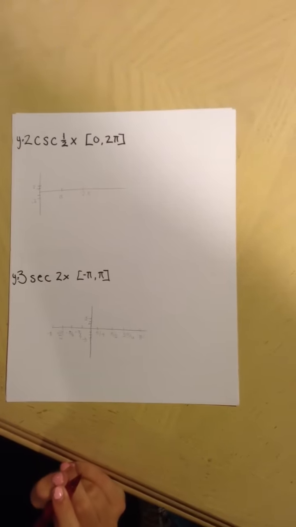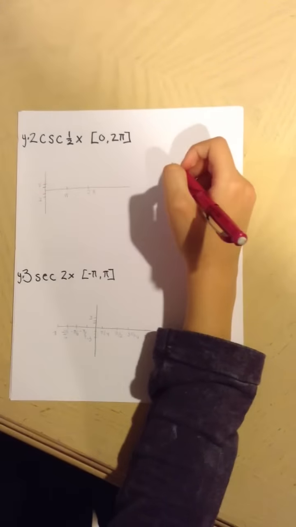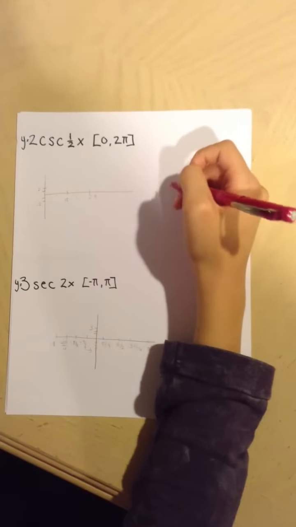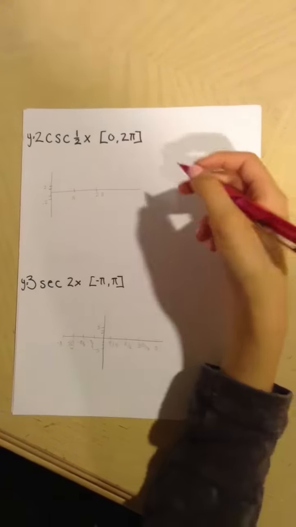Next, we're going to do some more trig graphs. So first, cosecant, that's the inverse of sine. So we're going to start by graphing sine and then graph the inverse.